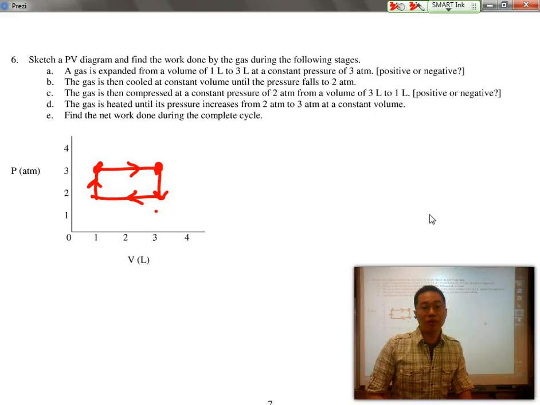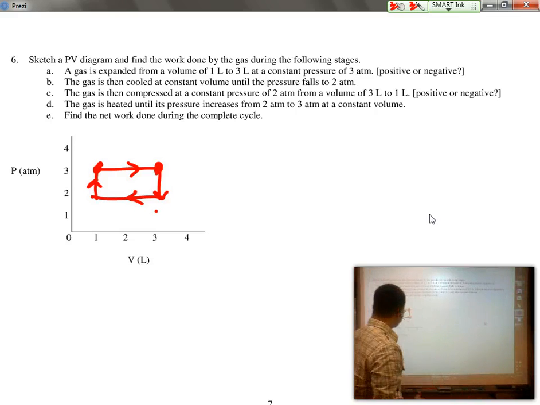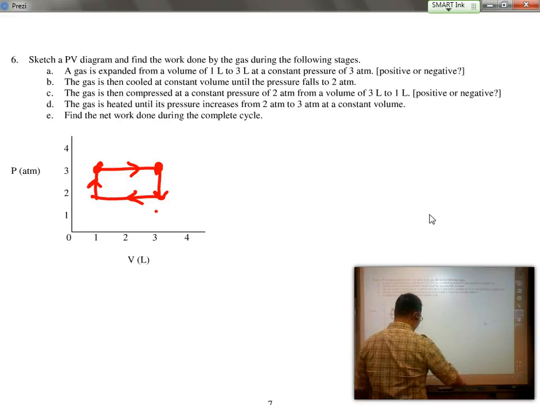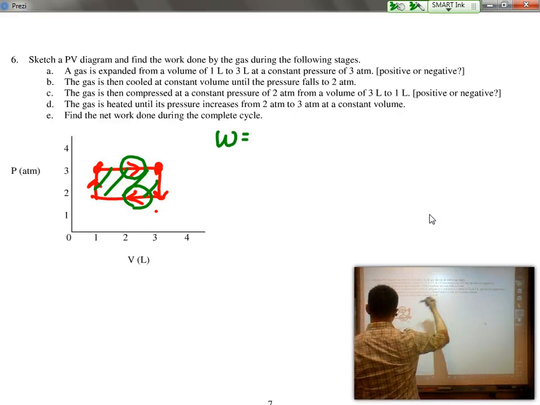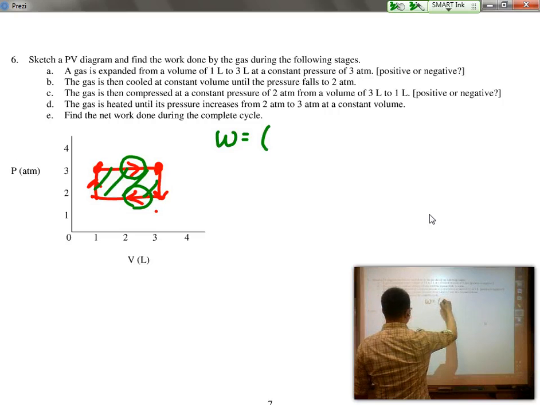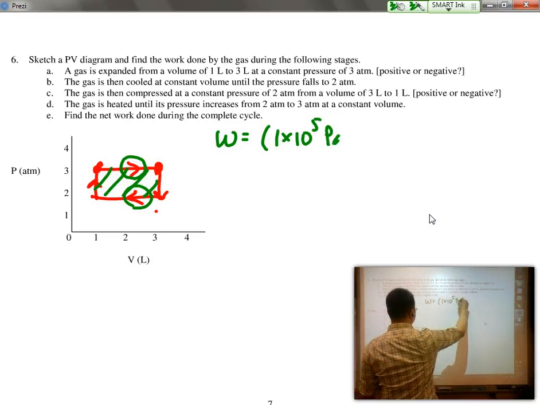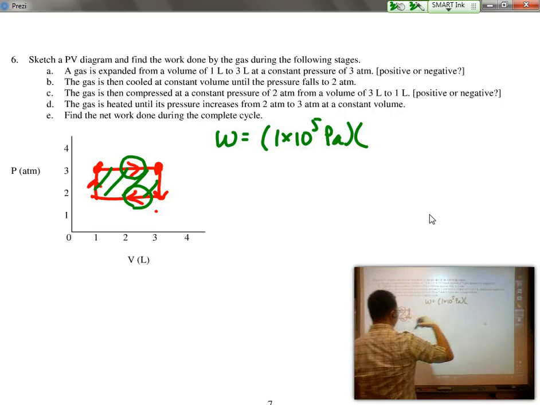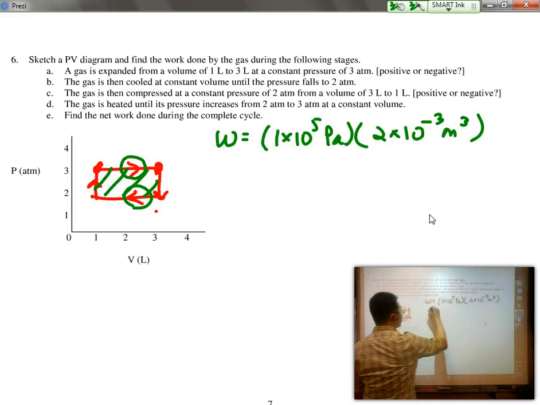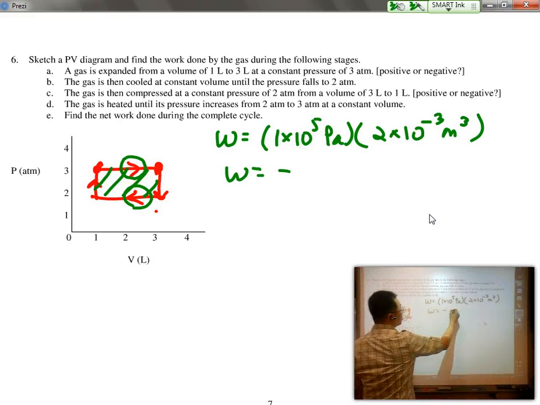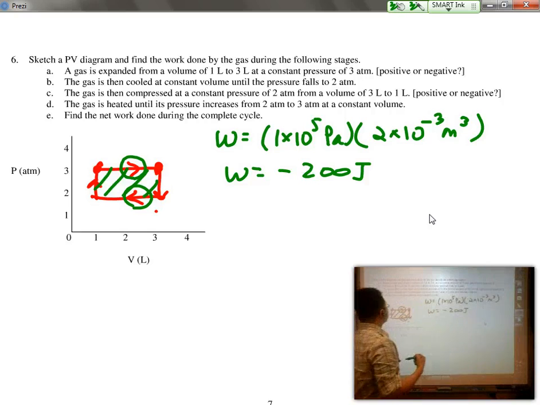And if we're looking for the net work done during the complete cycle, that would simply equal the area inside. Now, because there's more negative work than there is positive work, our overall answer is going to be a negative answer. So our work is equal to the height, 1 atm, 1 times 10 to the 5th pascals, times a base of 2 liters, or 2 times 10 to the negative third meters cubed, so work in this case will equal negative 200 joules.